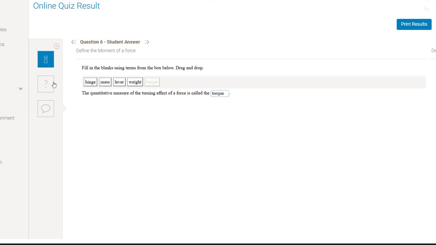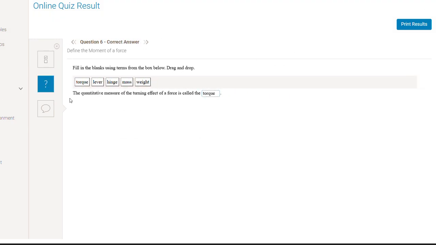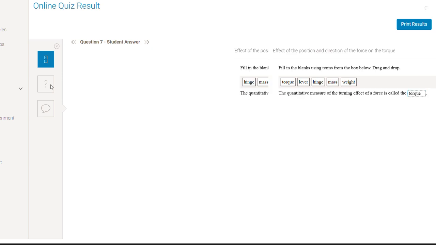Next question. This is just memorization as usual. The quantitative measure of a turning effect of a force is called the torque, or you can say it's the moment. But here there's no moment, it's just called torque. You have to memorize it. Next question.